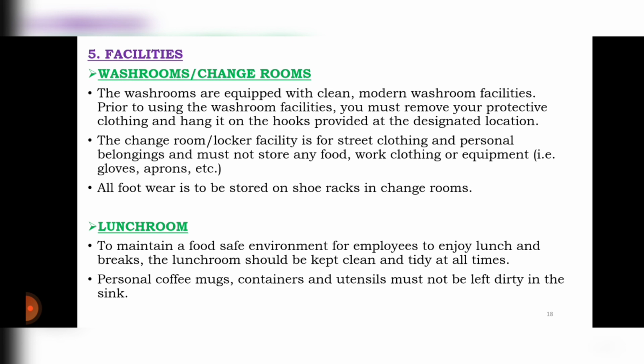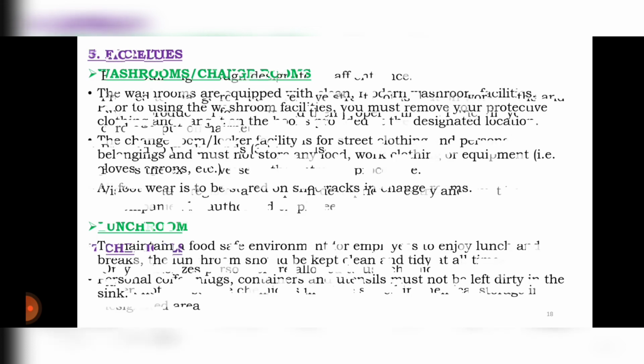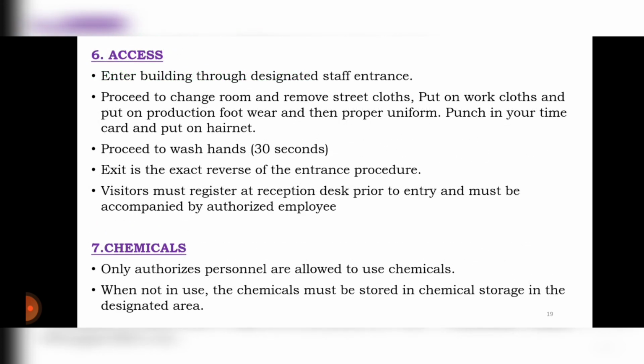Facilities like washrooms and change rooms will be there, for changing your clothes. And lunch rooms also should be there, so that you can eat lunch there only, and you can keep this production area, quality control, quality assurance area clean. And then access into the building should have designated staff entrances and proceed to wash the hands.